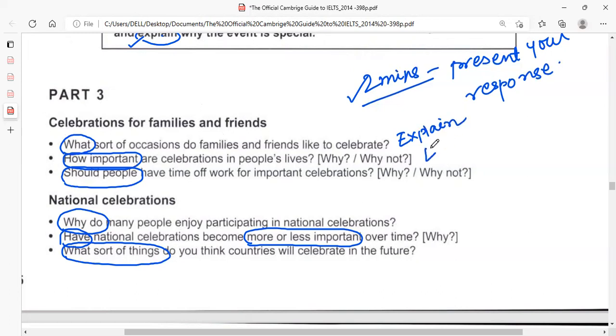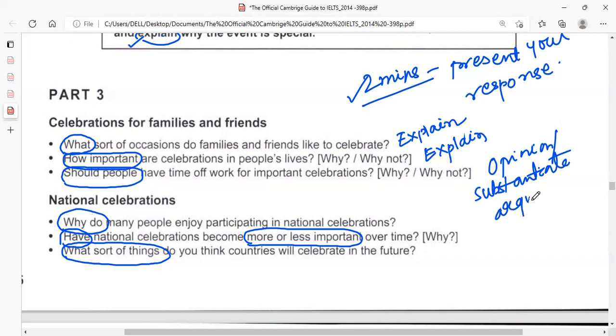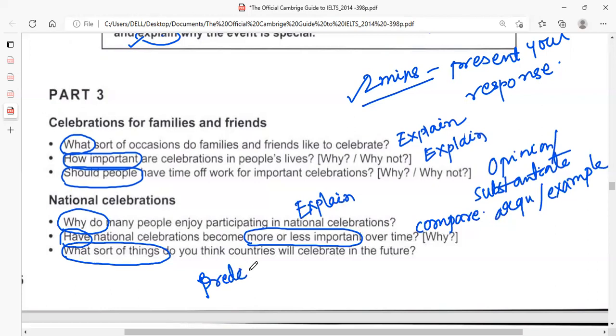How important? You have to explain. Should people? You have to give your opinion and substantiate with relevant argument and example. Why do? You have to give the reason. You have to explain the reason. Have national celebrations become more or less important? You have to compare. What sort of things? Again, you have to kind of predict. Why? Because will in future.